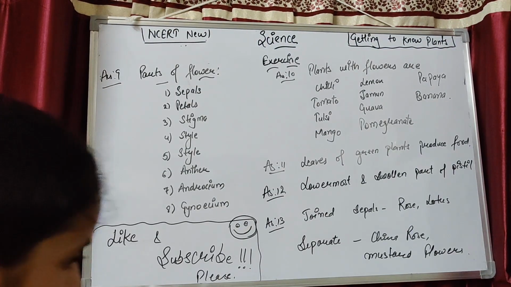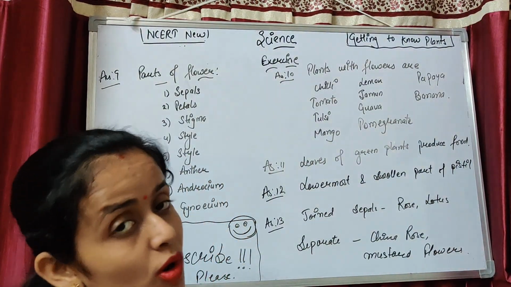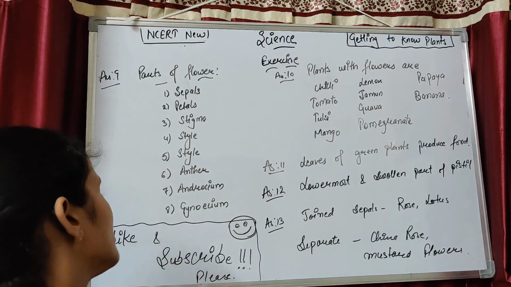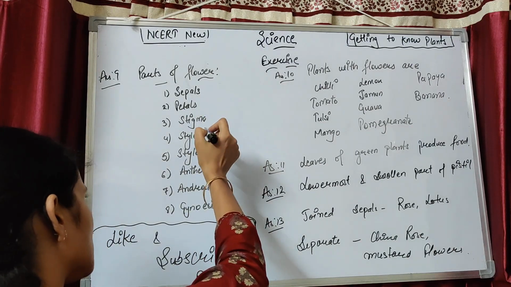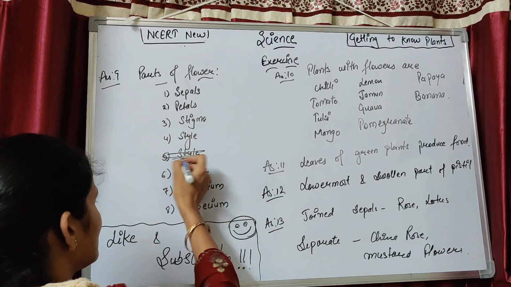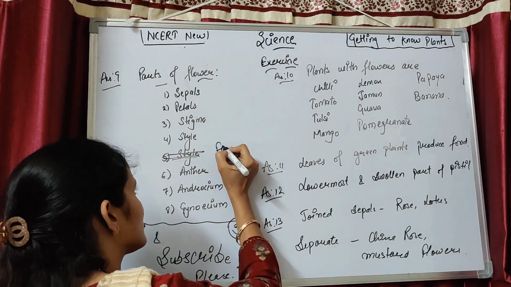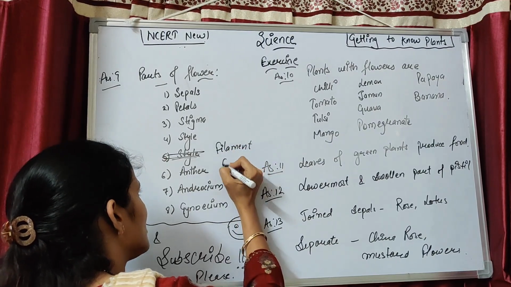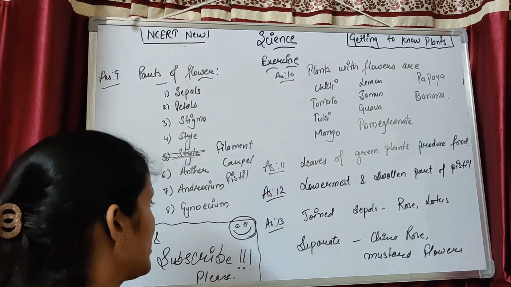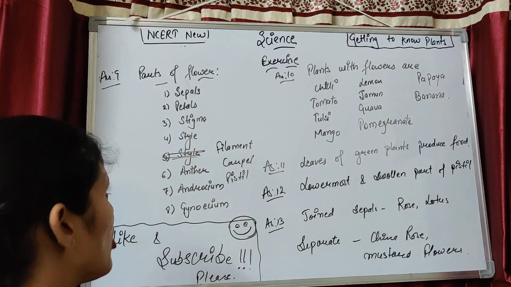Yes, so next is question number 9. Parts of plant, flower. Write the names of the parts of the flower. We have to write all the parts of the flower. Yesterday I explained the parts of the flower, so again, a revision: pistil, petal, stigma, style, anther, filament, carpel, or pistil. Okay, these all are the parts of the flower. Clear to all of you? Is there any doubt in this question?